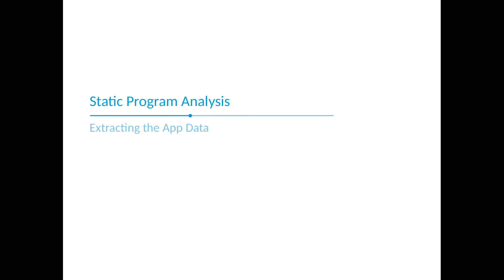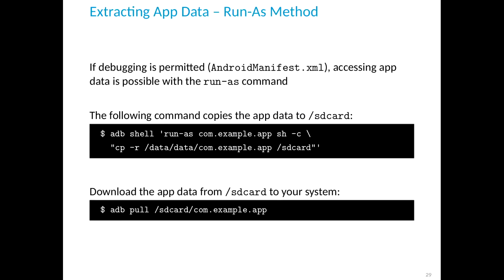So in the beginning of my talk, I also told you that there are encrypted SQLite databases. I was very interested in these databases, and I wanted to extract them. There are 3 different methods to extract the app's data, and I want to show them to you. The first one is the run-as method, but it requires the debugging permission.